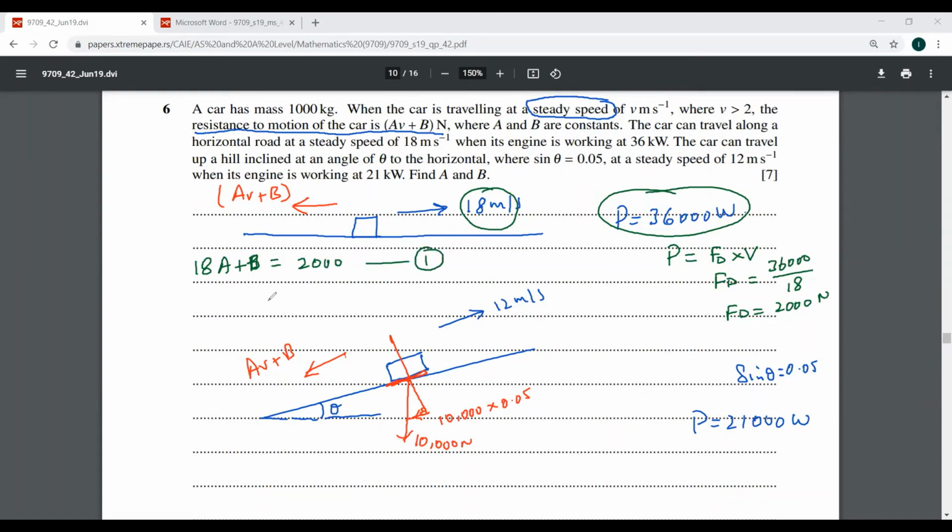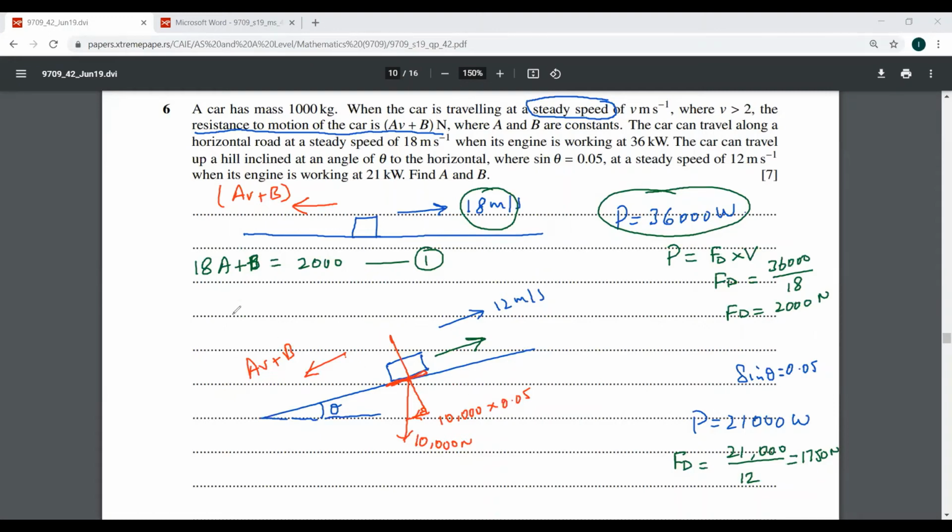Now we come on to the second part. The forward force over here, let's calculate that, using the same formula. So this forward force in this inclined case is going to be 21,000 divided by the speed, which is 12. So what do you get? I think that is 1750. Can you divide? Yeah, this is 1750 newtons. So we have the forward force 1750.